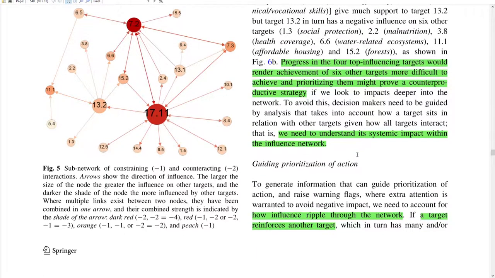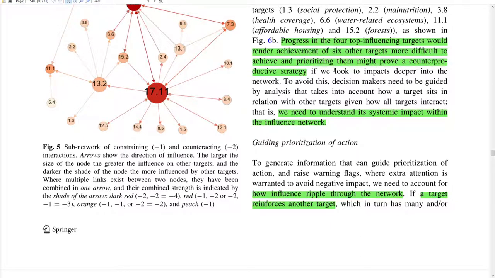But this is not good. And they explain why. Progress in the four top influencing targets would render achievements of six other targets more difficult to achieve, and prioritizing them might prove a counterproductive strategy. We need to understand its systemic impact within the influence network.